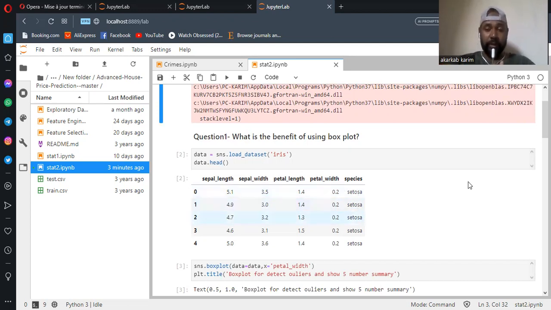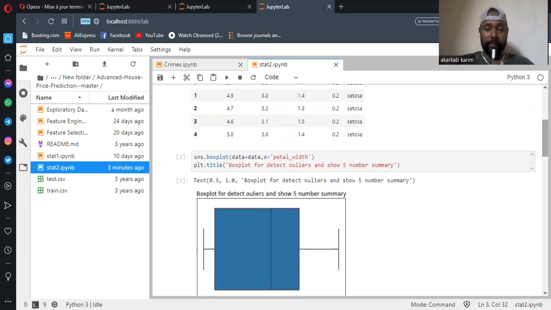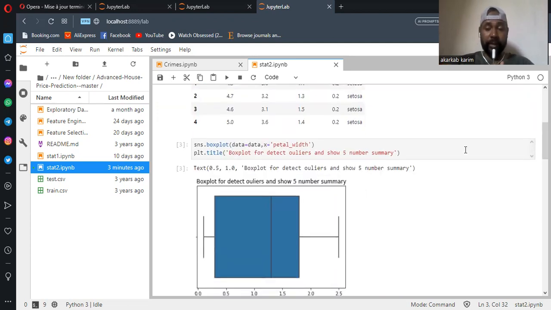Here is the box plot. How can we apply this box plot using Python? As we see, we have sns.boxplot, and the source of our data is data. I give it a width, just a chosen one, and I give it a title based on Matplotlib, with plt.title, to understand what is happening behind this figure. Well, this is the box plot.